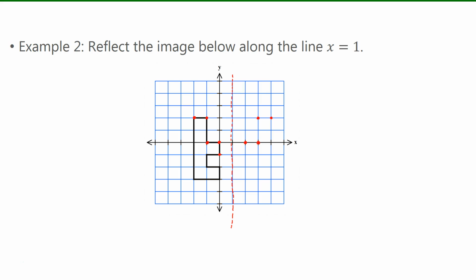This is 1 block away. And this one is 2. This is 1. And this one is 2. This is 1. And this one here is 3. So now I can join all the points together. Use a ruler or something straight if you have it, so all the lines are nice and straight. And there's the reflected image.